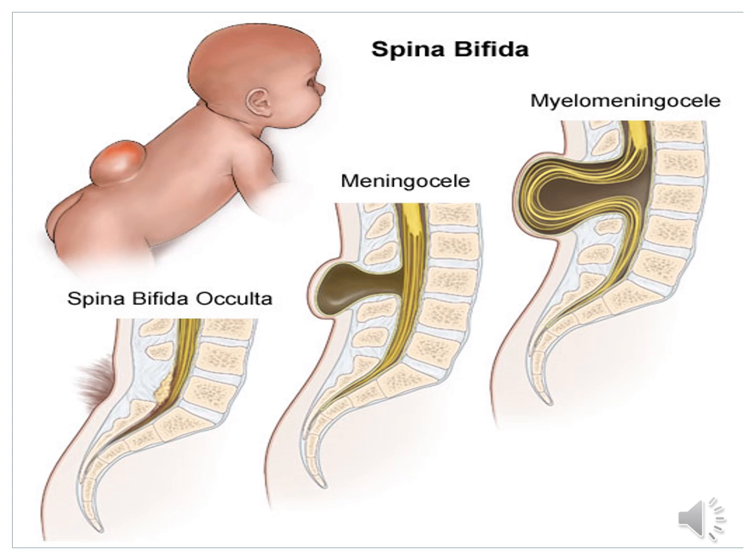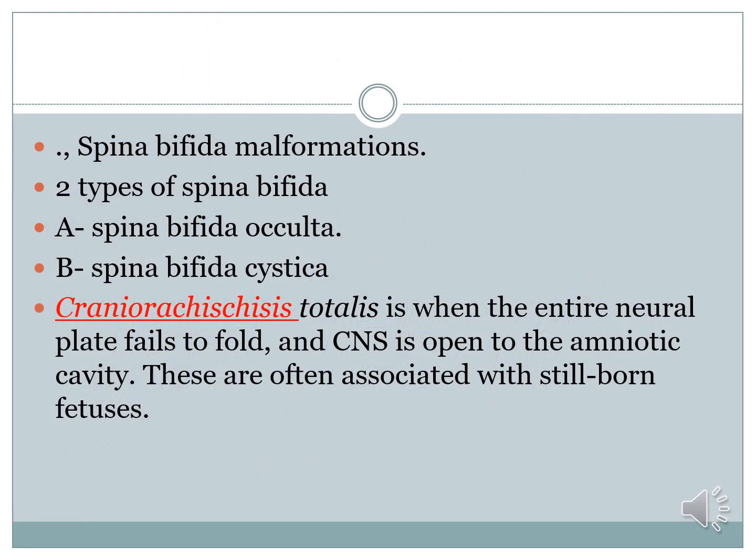In this condition there may be absence of function of the lower part of the body. There may be paralysis of the lower limbs, and even sometimes fecal or urinary incontinence. Another is cranioschisis, in which the entire neural plate fails to fold, and here the CNS will be open to the amniotic cavity. Most of these cases, luckily, are stillborn fetuses. Stillborn, the baby is born dead.